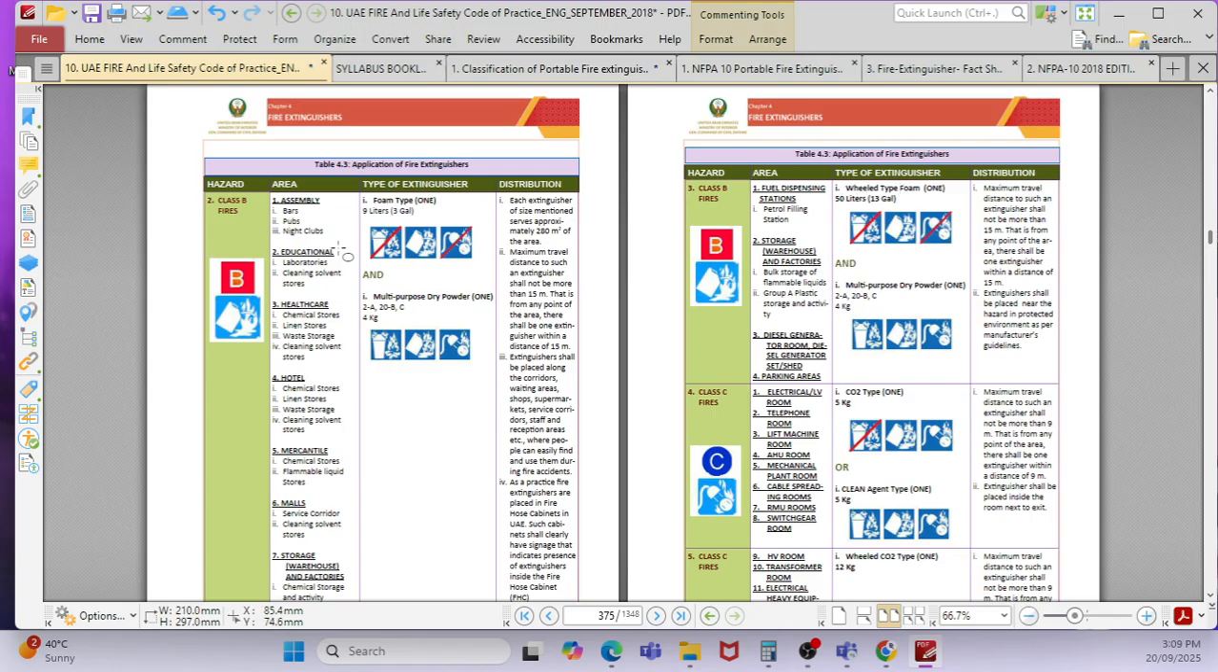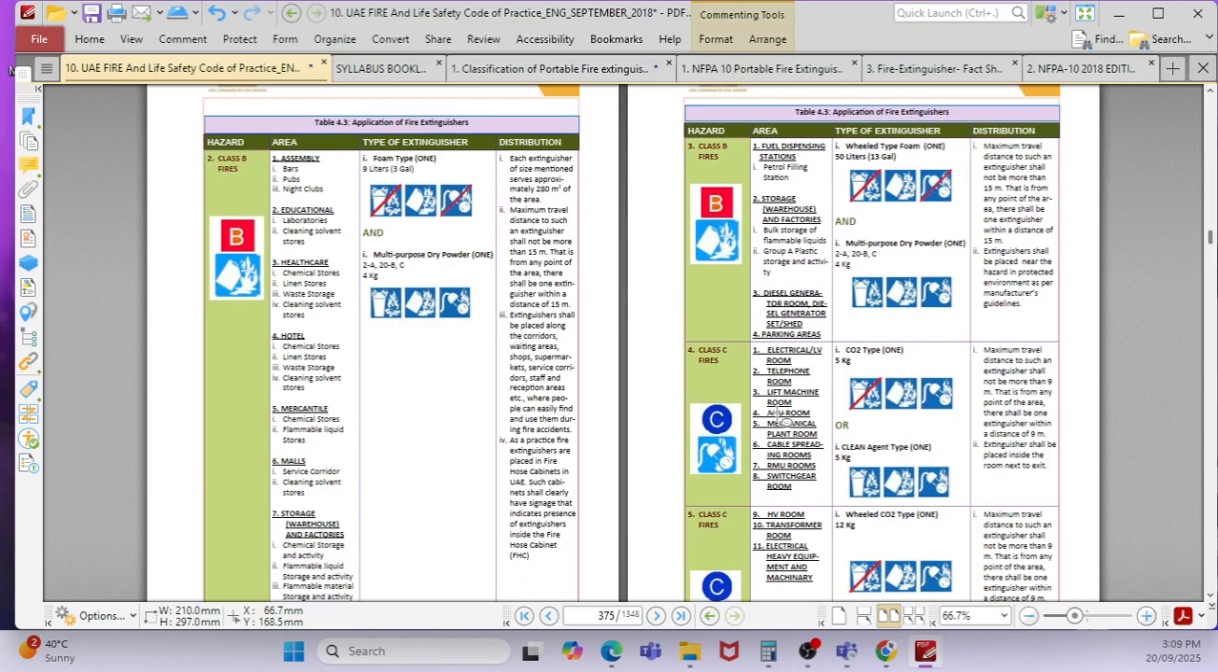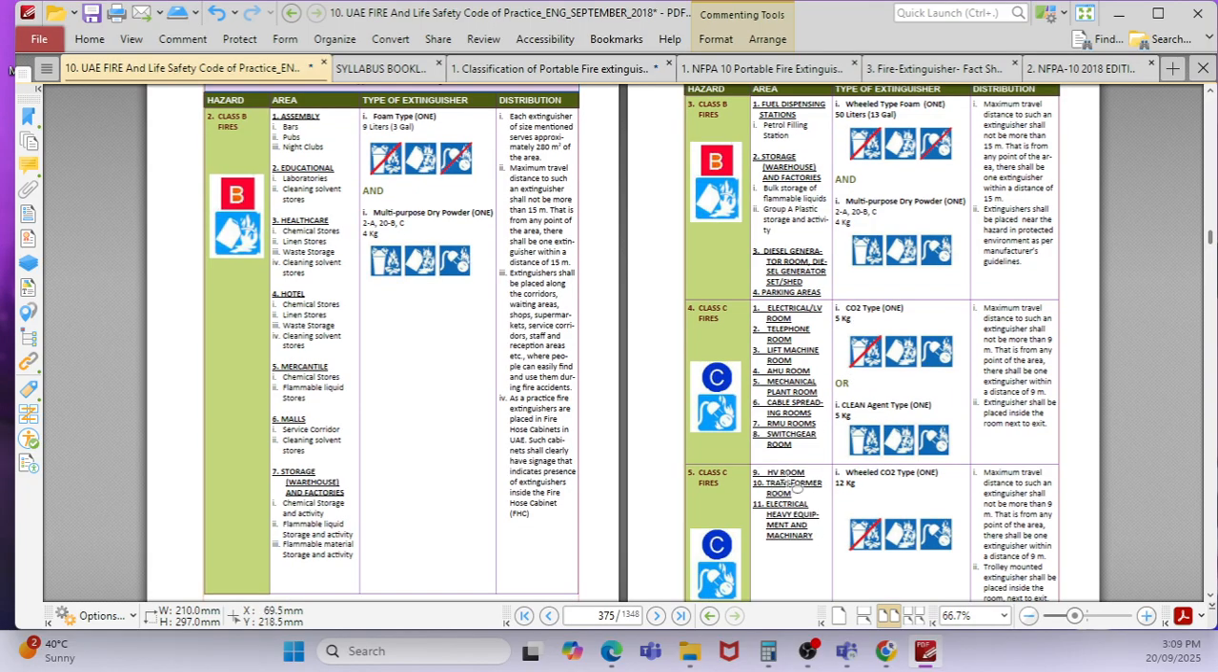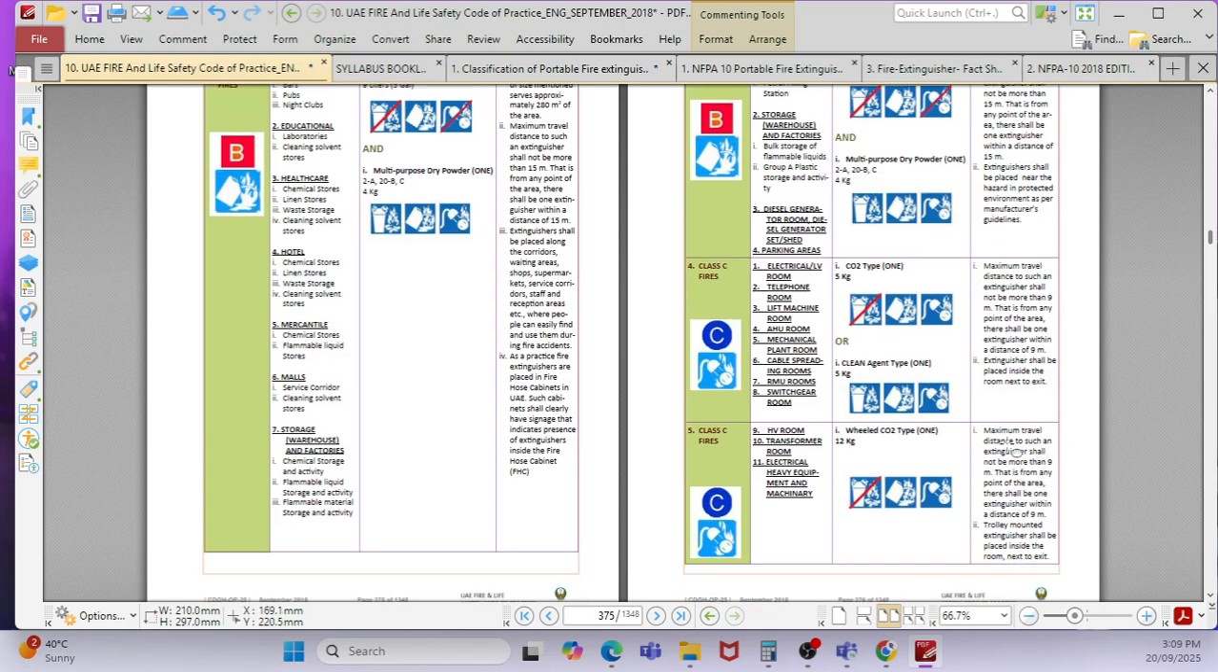So before, remember, we have seen the different types of fire extinguishers. So where they are using now, in a particular area, it is very clearly given. Class C fire again, you can see all electrical related rooms: switchgear, RMU room, cable room. You might have gone to electrical rooms, substations, or some LV room. Substation, we have seen, they are using wheel type 30 kg CO2. Okay, so here you can see that HV room, transformer room, wheel type 12 kg. Okay, and also you can see the distance. The maximum travel distance to such an area shall not be more than 9 meter.